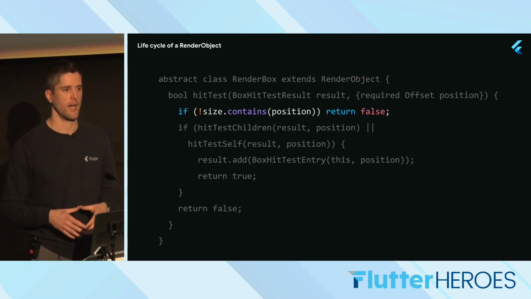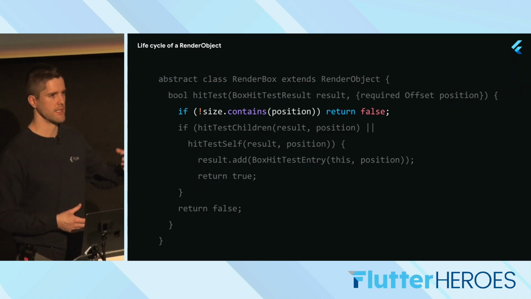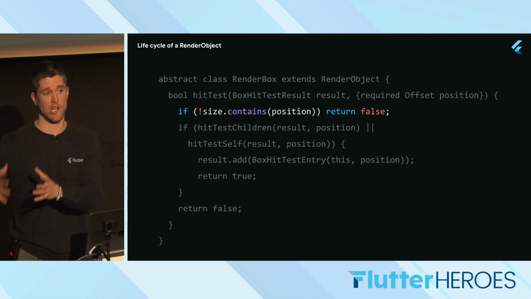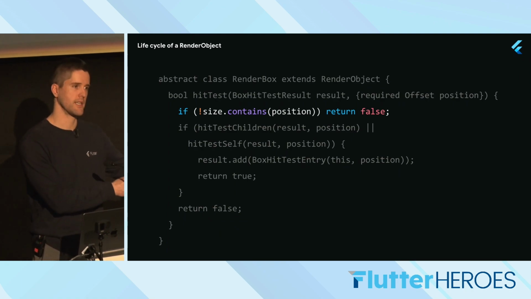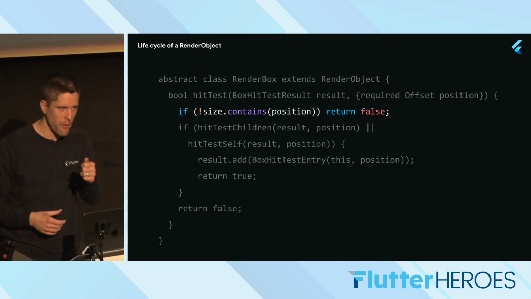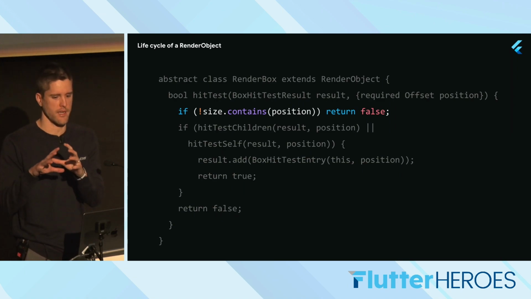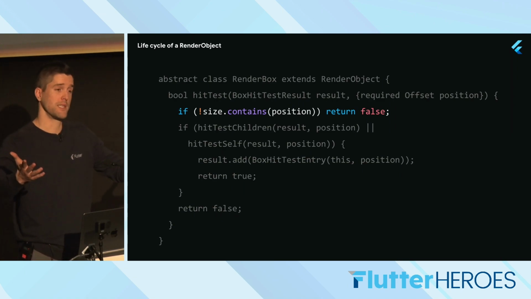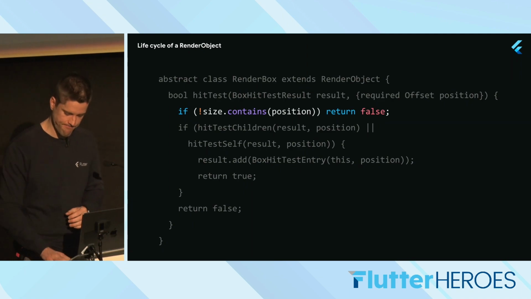Now, back to the method. The first thing it does is short circuit if the position is deemed to be outside the bounds of the size that was established during layout. So render objects can color outside the lines during the paint phase, but they do not accept hit test results from outside of their bounds. So you could touch on the glow effect or the drop shadow of something that has a gesture detector in it, and you'll probably have seen, if you've done that, that Flutter does not register that hit test.